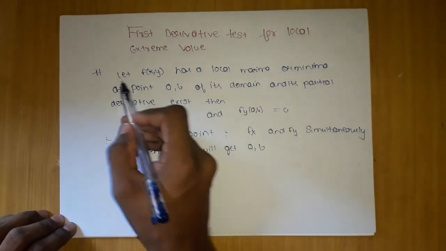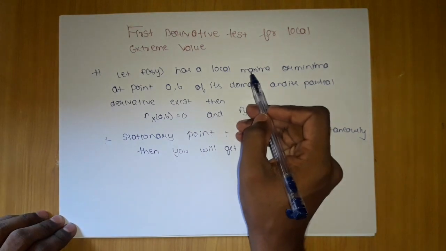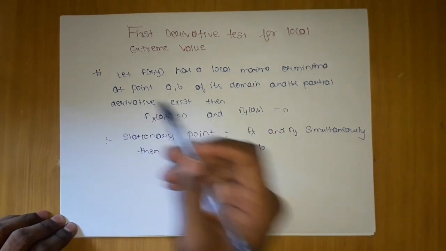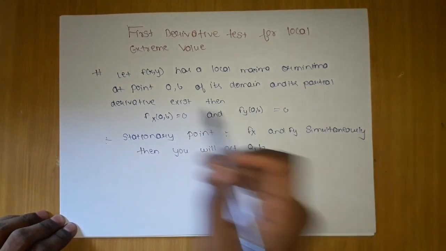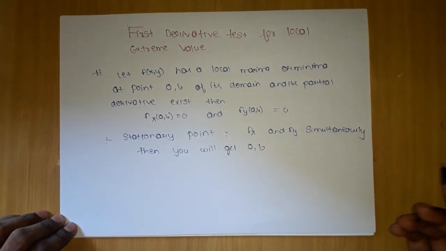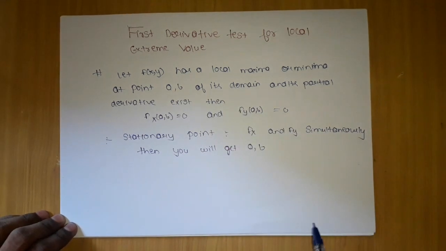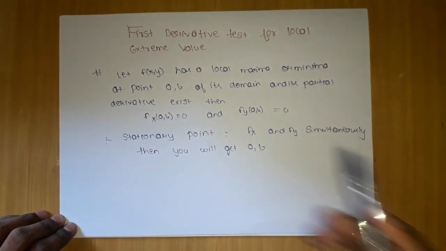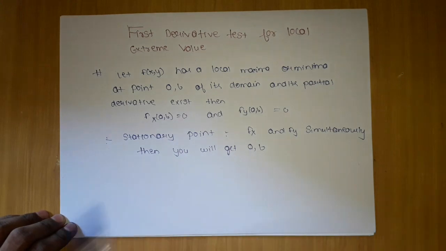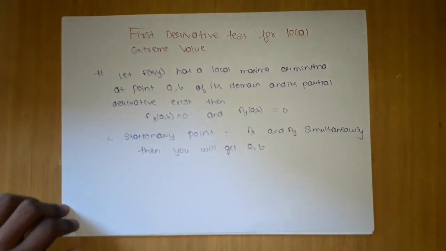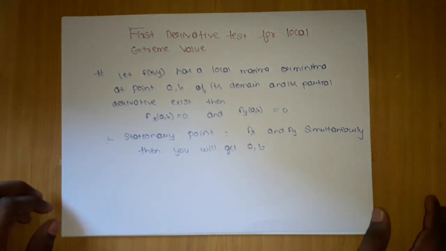But here, since I am deriving this f of x comma y, I have mentioned there is a local maximum and local minima. So you already know that at this point a comma b, you are getting a local maximum or local minima, which is nothing but your stationary point, which belongs to the function's domain, and its partial derivative will exist, and if you put these two values, the partial derivative will become equal to 0. That's it. That is the first derivative test for local extreme values.